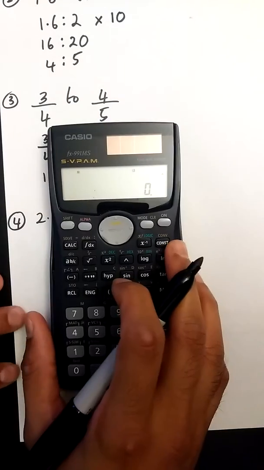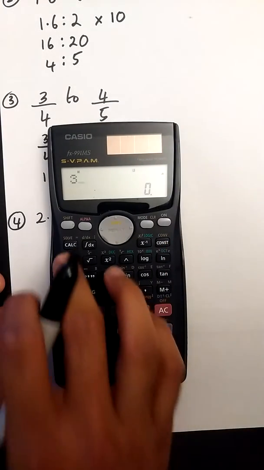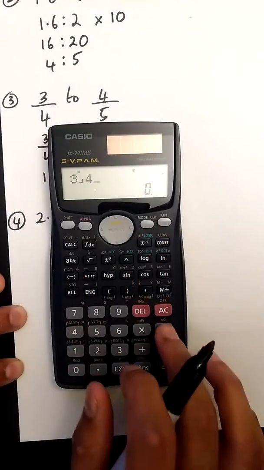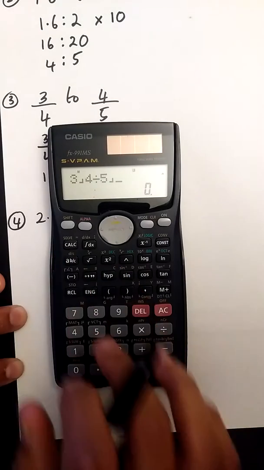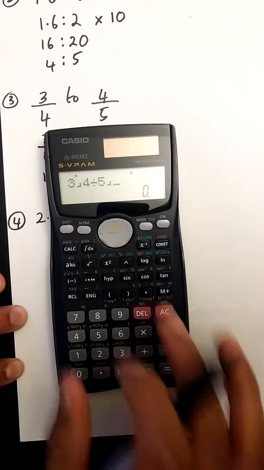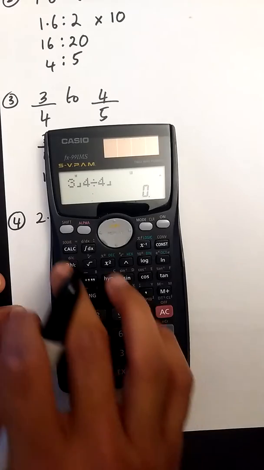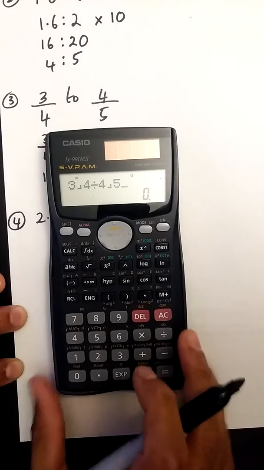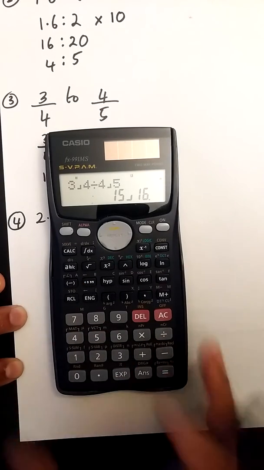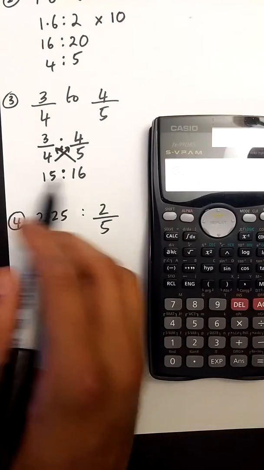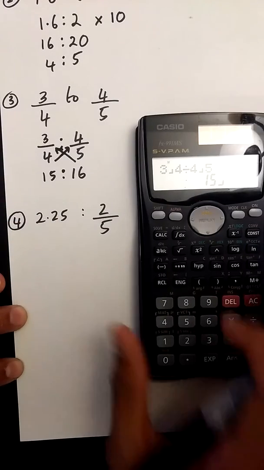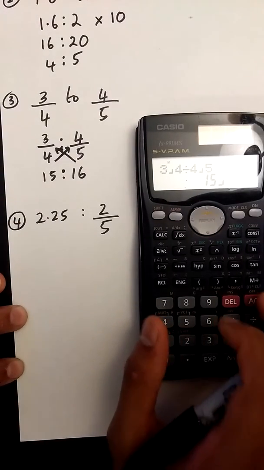Again, if you want to do this in your calculator, you're going to type 3 over 4 divided by 4 over 5. So 3 over 4 divided by 4 over 5, I hit equals, get 15 over 16. My ratio is 15 is to 16. So again, possible to check this on your calculator.